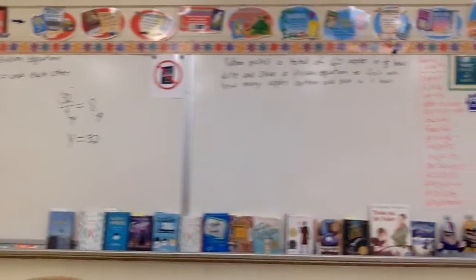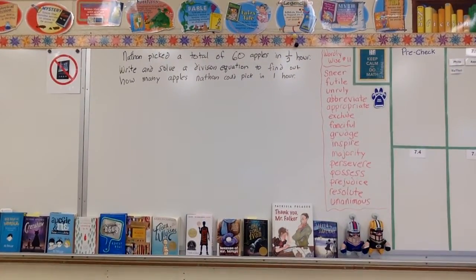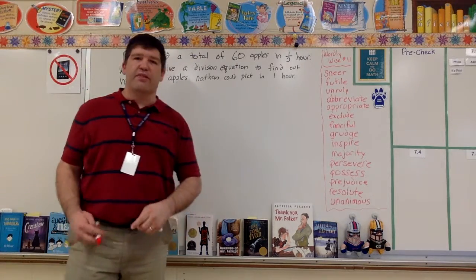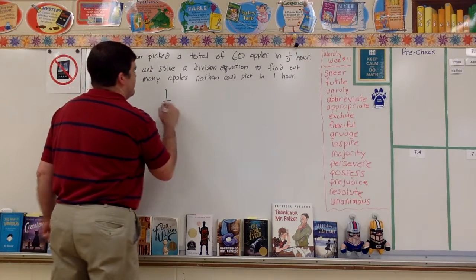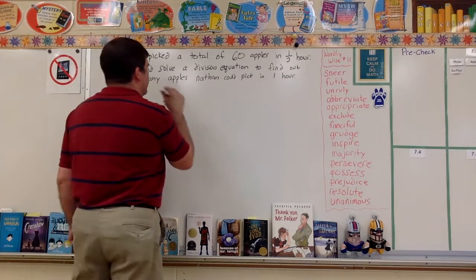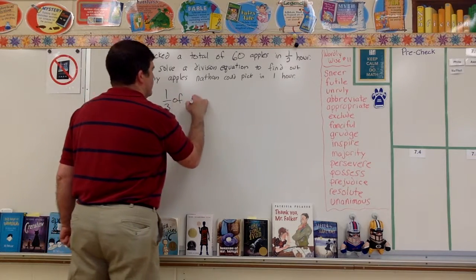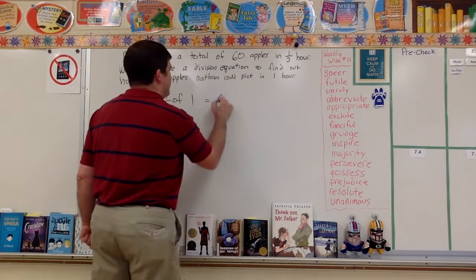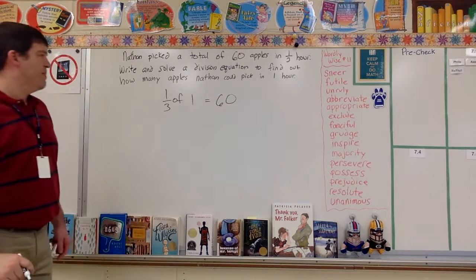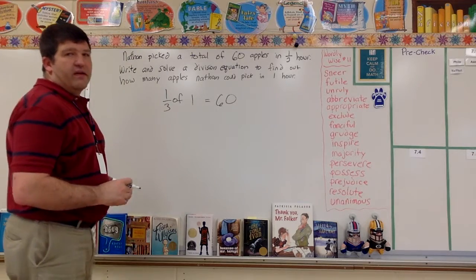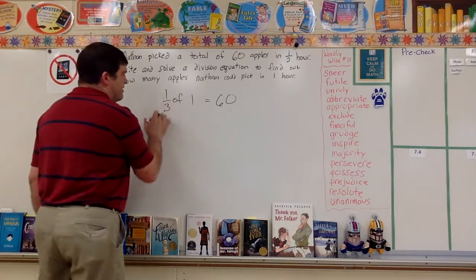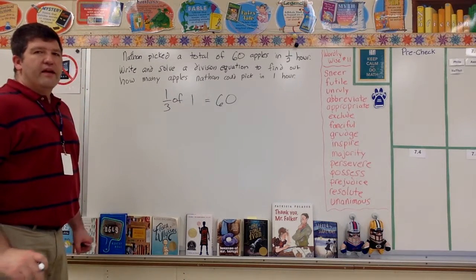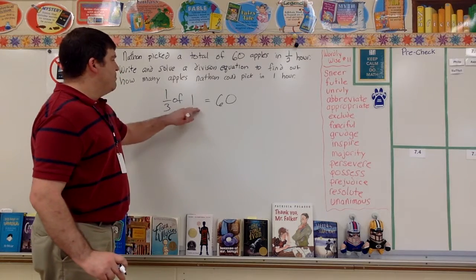All right, let's go over here. These are killers. So we have: Nathan picked a total of 60 apples in a third of an hour. Okay, so 1/3 of an hour equals 60. Now, I know 60 apples are in a third of an hour. I don't know how many apples are in the full hour.